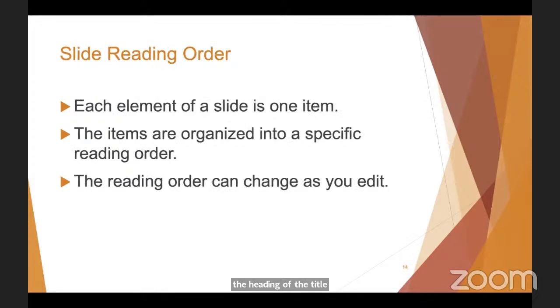Okay, so one of the big things that I've mentioned a little bit in this webinar and the last is the slide reading order. When I say that, what I'm talking about is that each element on a slide is one item, and the items are organized into a specific reading order. And the reading order changes as you edit. So for example, the reading order of this slide would be the title, the text box, the page number, right? That's the correct reading order. This can get swapped around when you start editing your slides.